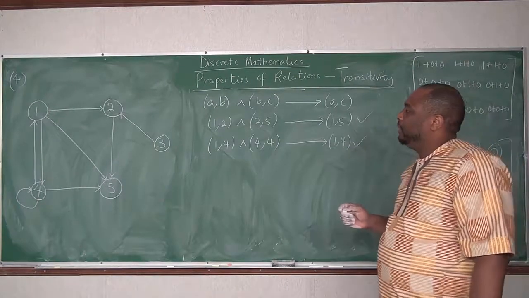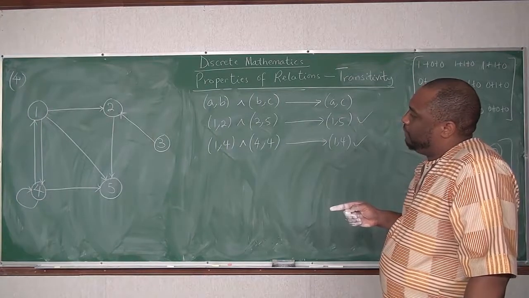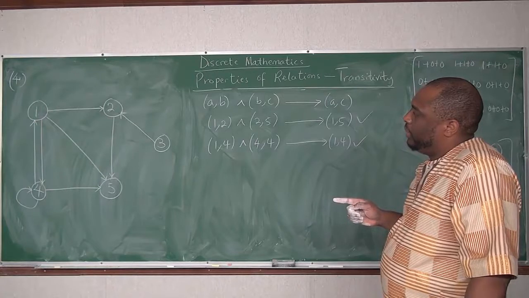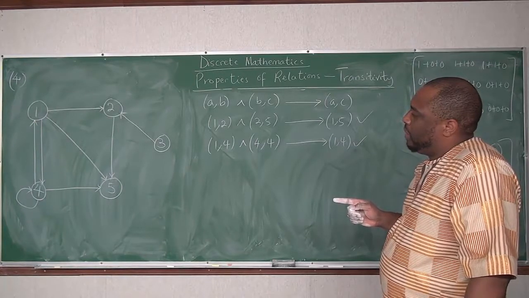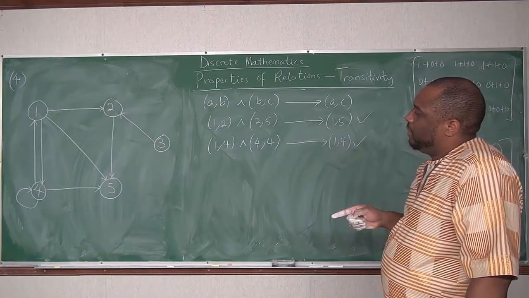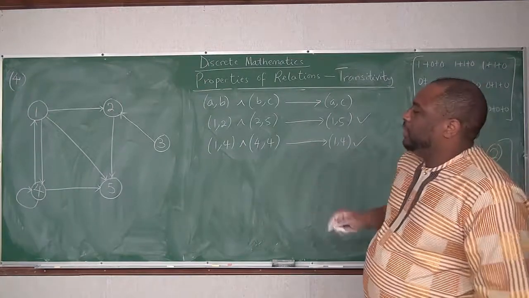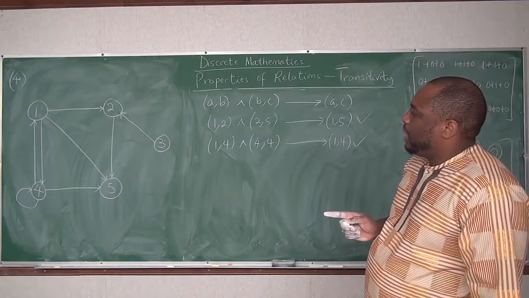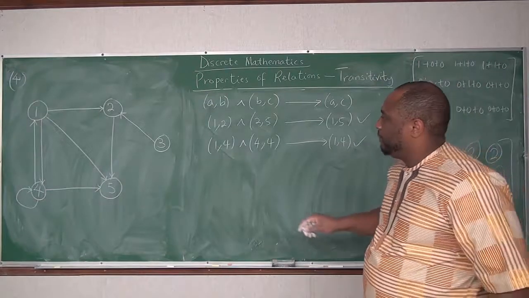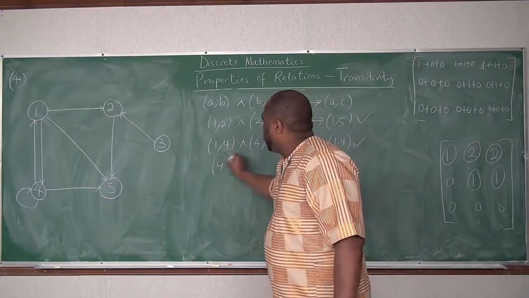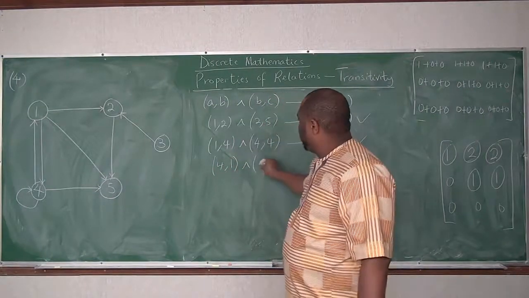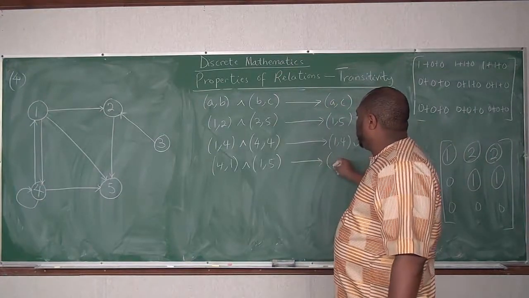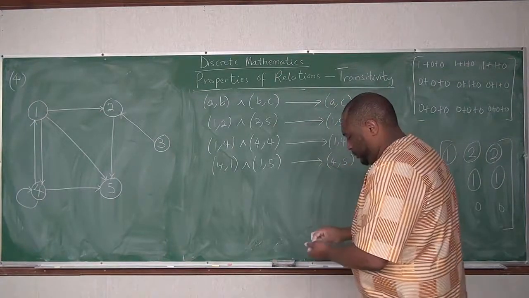We have 2, 5, and 3, 2. Okay, we have 1, 1, 5. I'm looking at all the ways you could have. You have 4, 1, and 1, 5, and 4, 5. Okay, that works. You have 4, 1, and 1, 5 to give you 4, 5. This works.